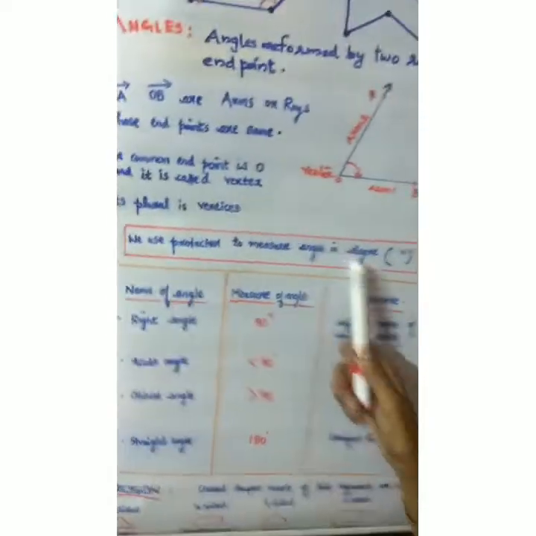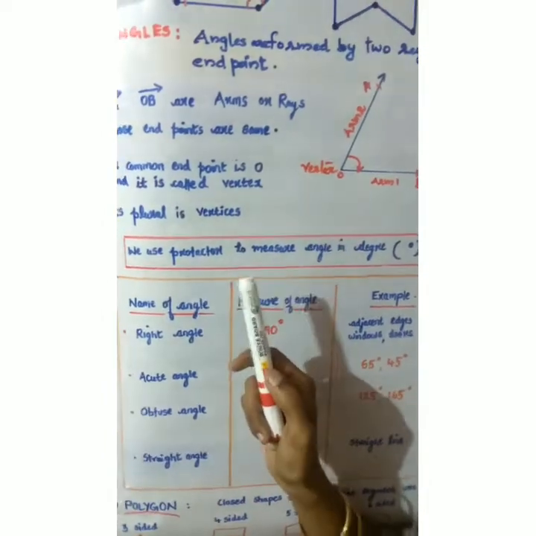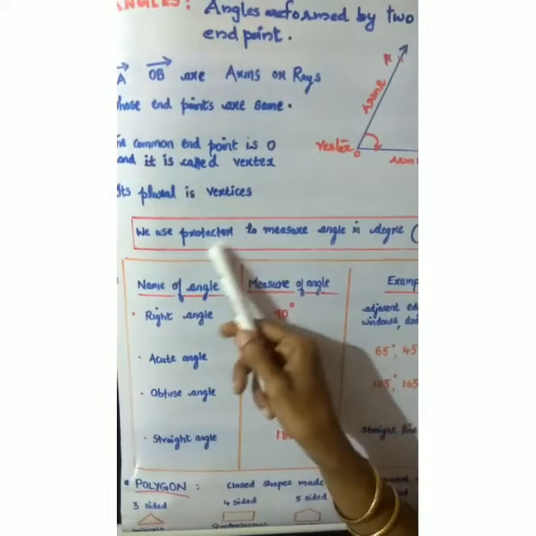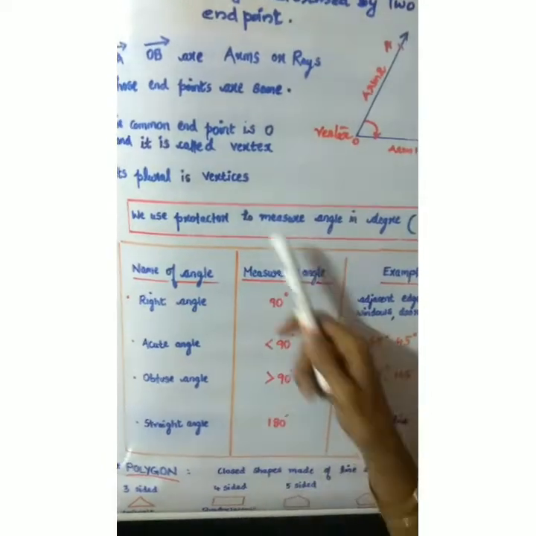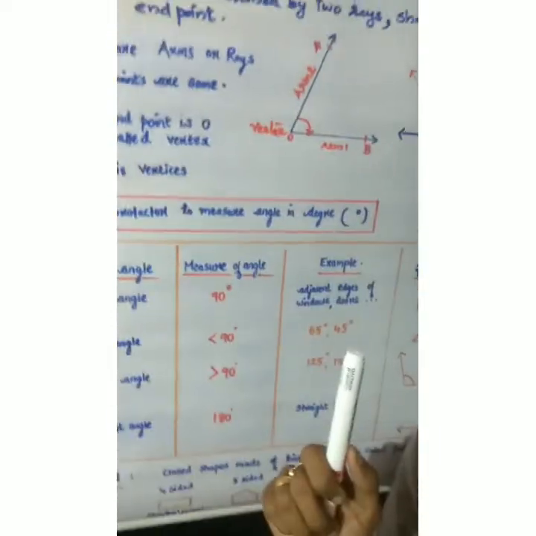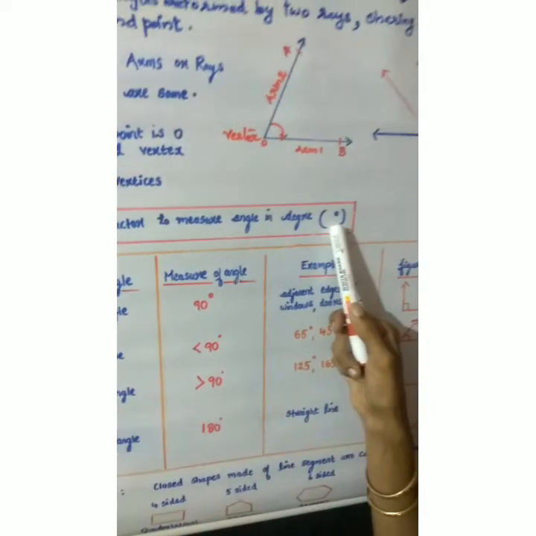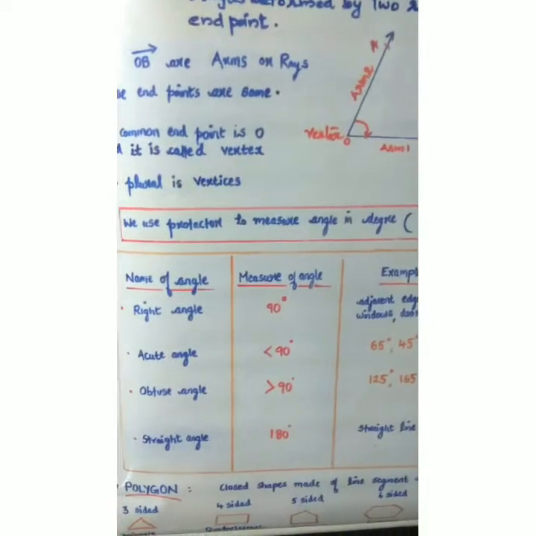We use a protractor to measure an angle. In our instrument box, the geometry box, there is an instrument which is a protractor, used to measure an angle. The measure of an angle is given in its unit, which is degree. Degree is the unit of an angle.